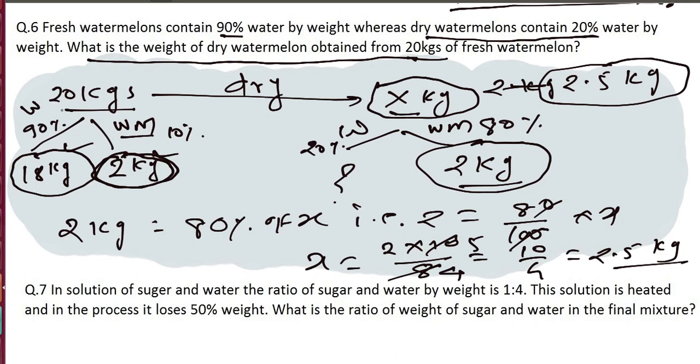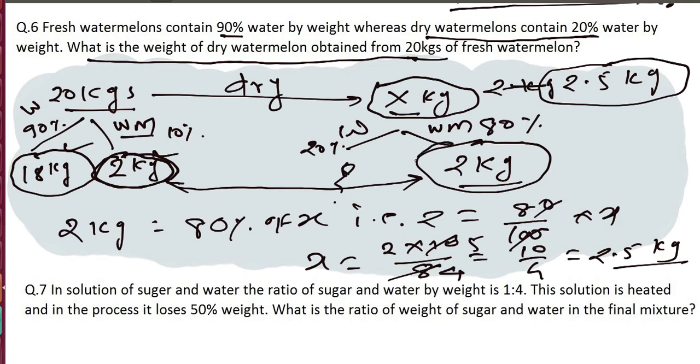Now when we dry this watermelon, only the liquid part, that is water, will be evaporated and the solid part will remain as it is, right? So this 2 kg will be there. Let's say we are getting x kg of the dry watermelon, so this x will contain this 2 kg as it is. We don't know how much water will be there in the dried watermelon.